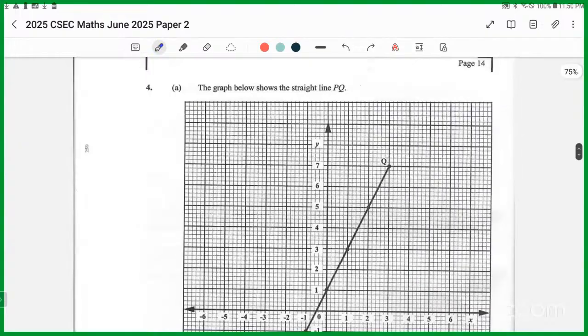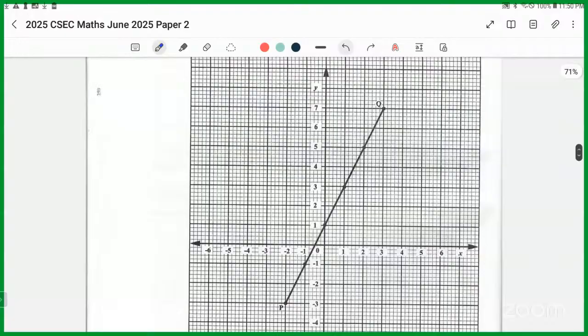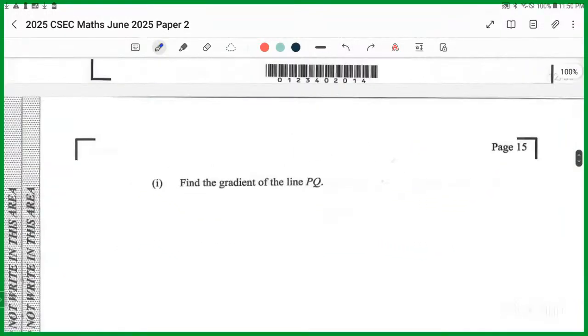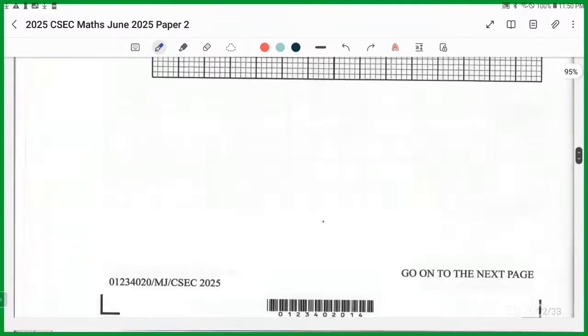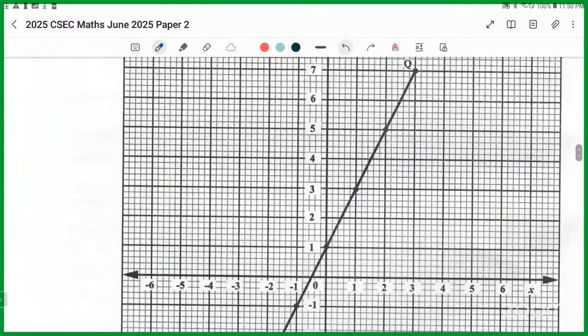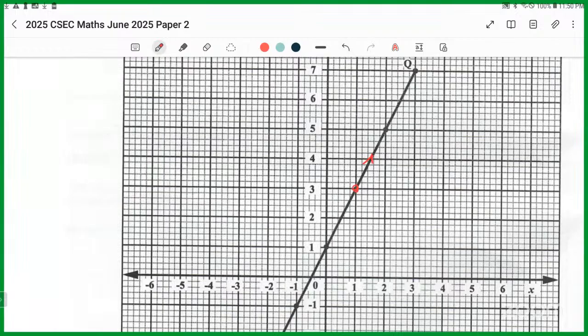This one now says the graph below shows the straight line PQ, and we want to find the gradient of the line PQ. We just need to find 2 points, count the rise and count the run, going from left to right between these 2 points, to find the gradient. We don't need to calculate. I'm going to make sure one box is 1 unit vertical and one box is 1 unit horizontal. So the rise is this amount, that's 2 units.